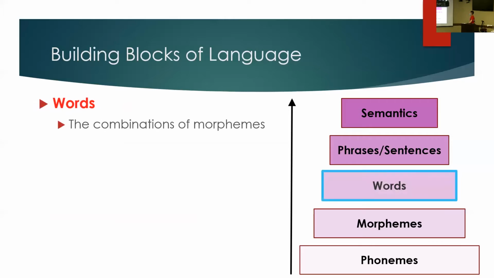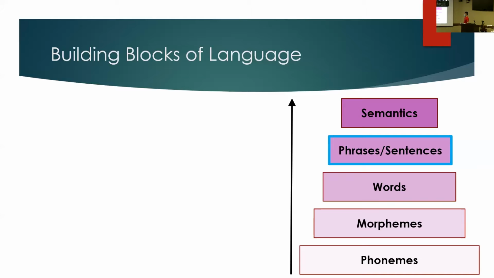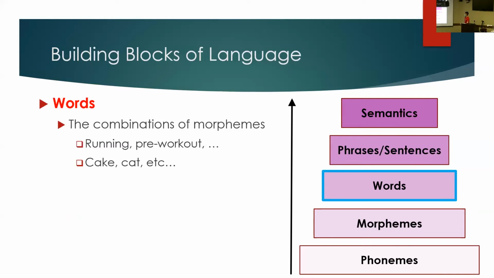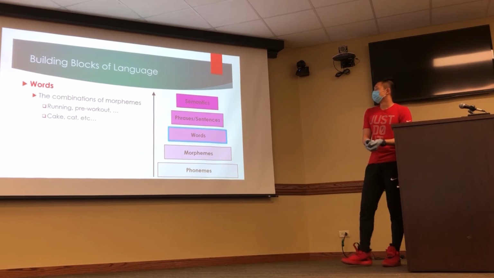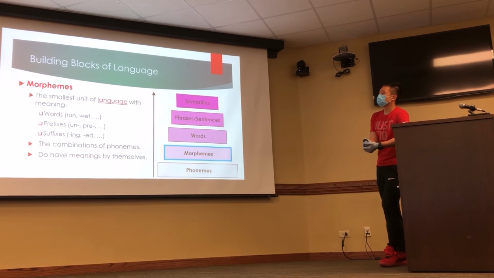Okay. Next, we have words. Those are the combinations of morphemes, such as running, pre-workout, cake, cat. So words are pretty simple. It's just like the combination of something. Aren't words also included in morphemes though? I want to say words are more complicated. Words here are very simple words, but here you're adding to it, such as running, stuff like that.